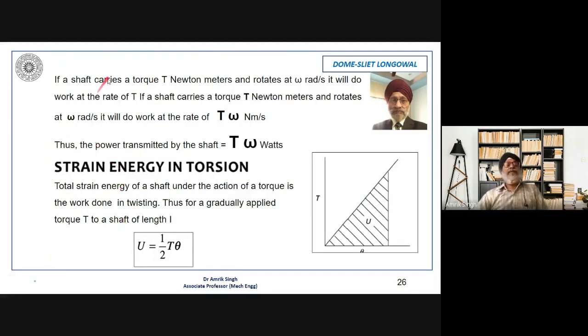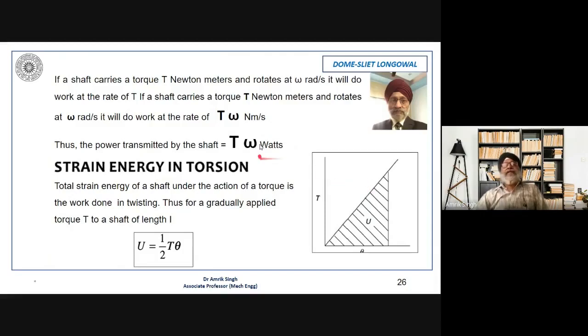So if a shaft carries a torque T in Newton meter and it rotates at an angular speed omega in radian per second, it will do work at a rate of T into omega. The work done will be equal to T into omega, in Newton meter per second. Thus the power transmitted is T into omega watts. Okay, so Newton meter per second is watts.